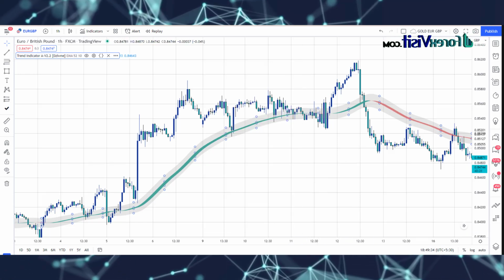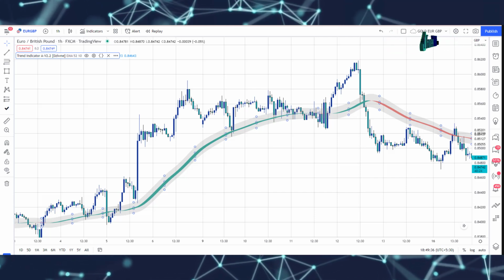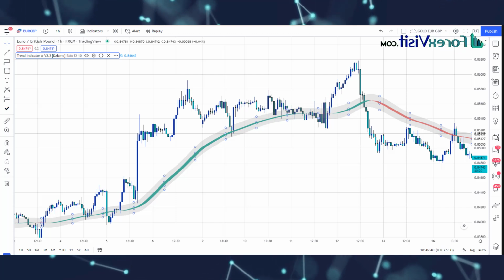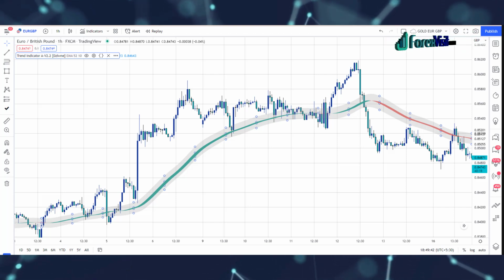I hope you understand the concept of this live trading. You need to train your eyes. I suggest everyone please practice more and more before jumping into live trade and then start making a profit.